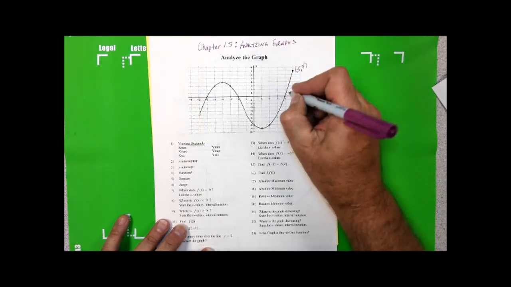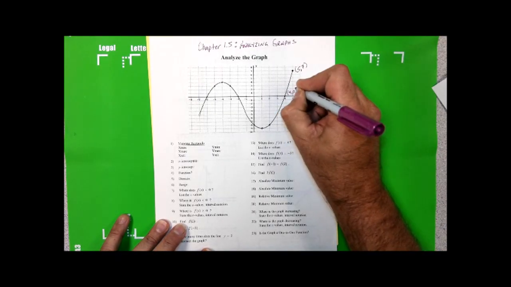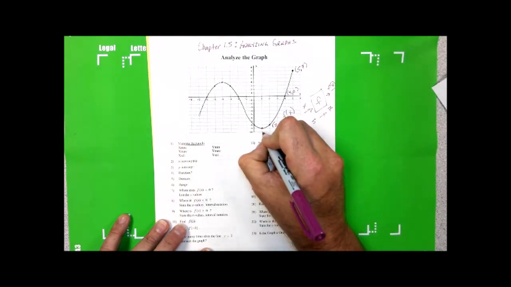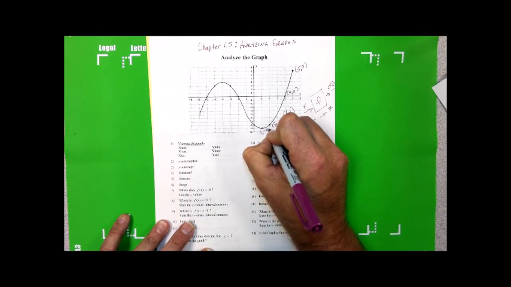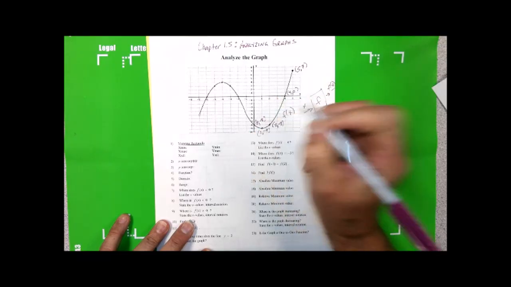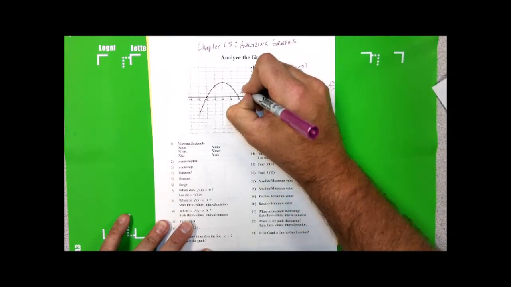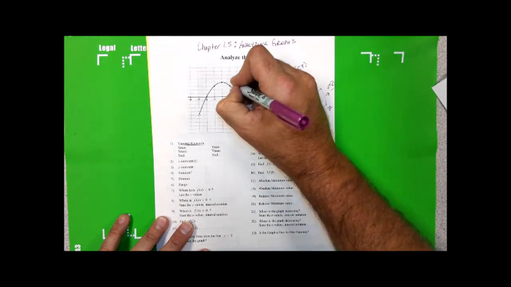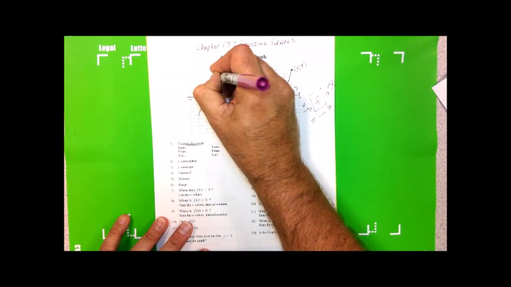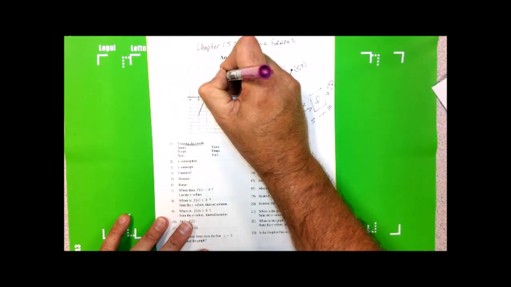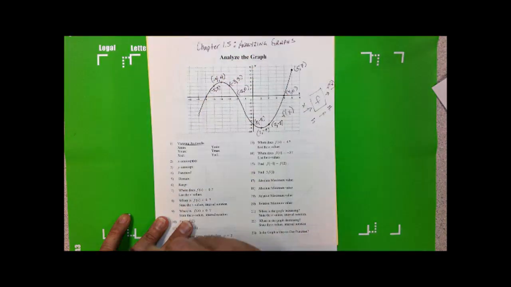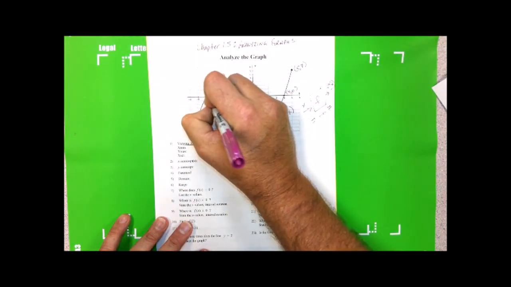So for every one of our points: I plug in a 4, I get a 0. I plug in a 2, I get a negative 8. I plug in a 1, I get a negative 9. I plug in a 0, I get a negative 8. Here I plug in a negative 2, I get a 0. Plug in a negative 3, I get a 3. I plug in a negative 4 here, I get a 4. Plug in a negative 5, I get a 3. I plug in a negative 6, I get a 0.